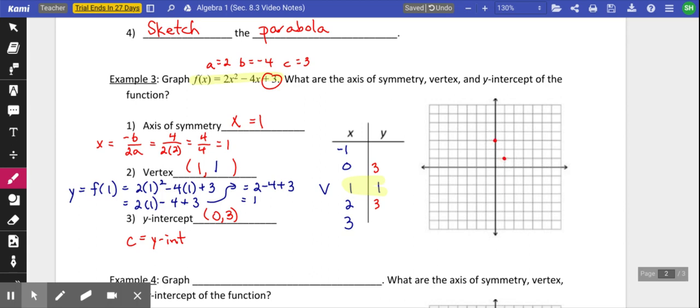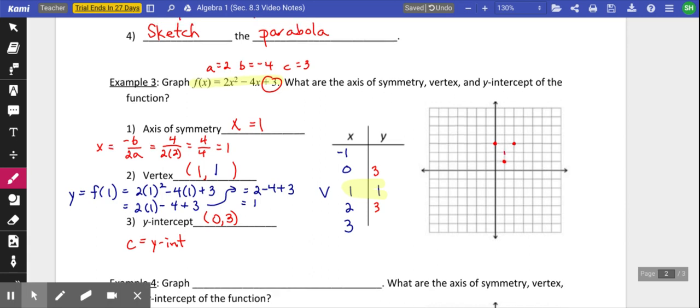Now by symmetry, I'm going to have a point to the right of my (0, 3), the same number of units away from the vertex. So the axis of symmetry is here. I should be able to fold over this line and have each side of the parabola land on top of each other. So I do need to figure out either x being -1 or x being 3.